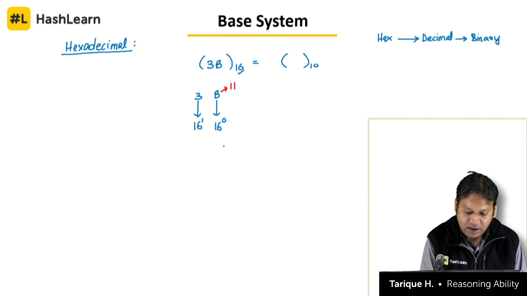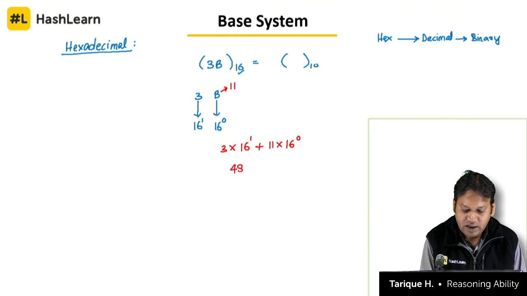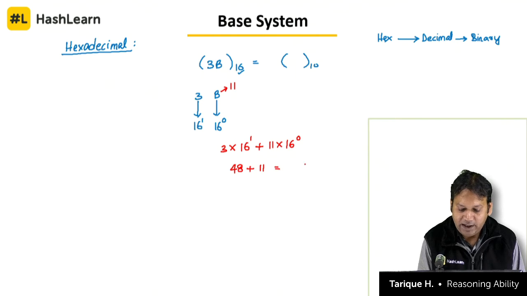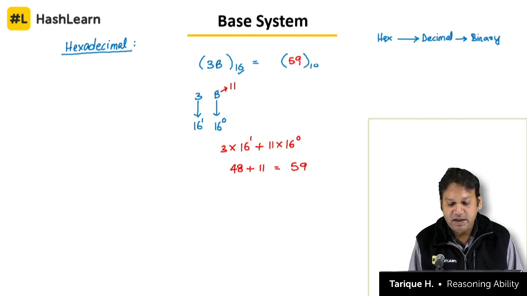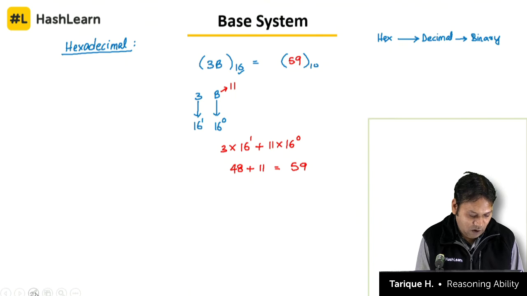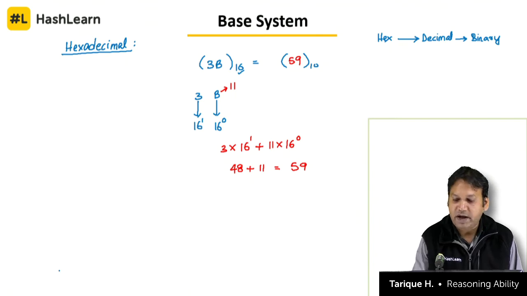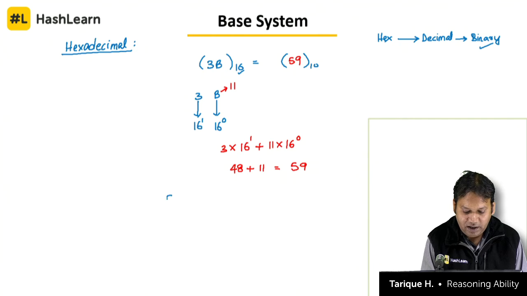Now we can write it like this: 3 into 16 power 1 plus 11 into 16 power 0. Now 3 into 16 is 48, and 11 into 1, because 16 power 0 is 1, is 11. Now when you add them, what you get is 59. So 3b in base 16 is equal to 59 in base 10. That is one part done. Now we want to convert this into a binary number. So 59 in base 10 will be equal to how much in the binary base system?